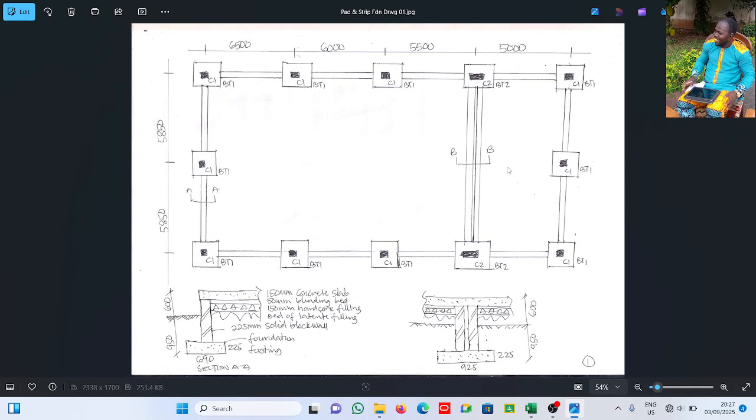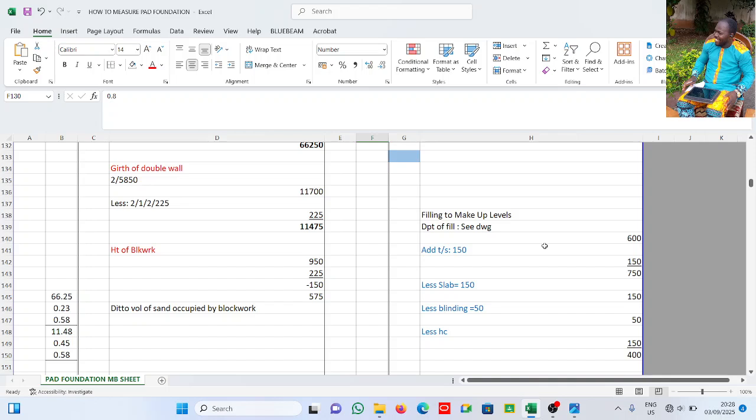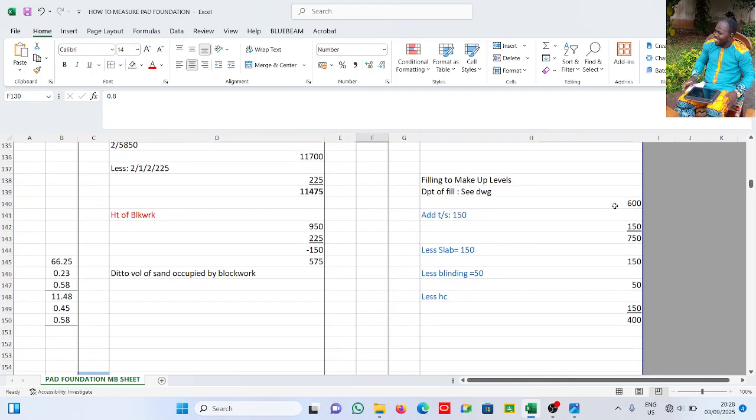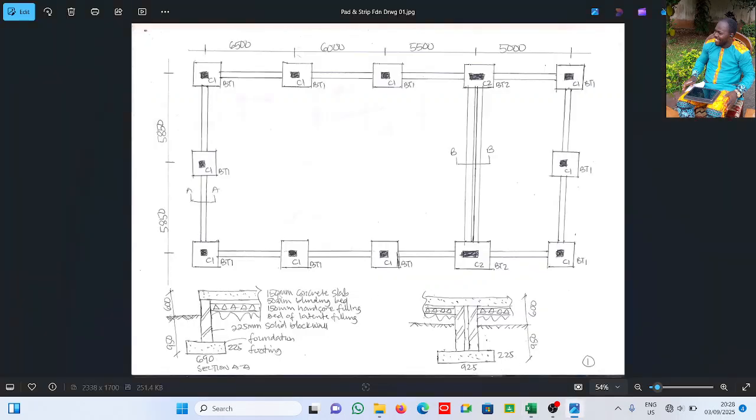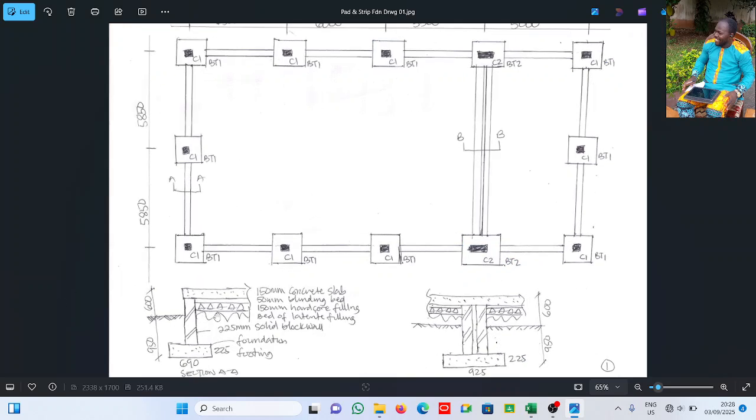So I need to fill here. The way it is, length, width, thickness of filling. Length, or whichever you want to use as length, width, by the thickness of the filling. It's as simple as that. So this is basically what we have here: filling to make up levels. I say see the drawings. Now the depth of fill, 600. Let me show this here.